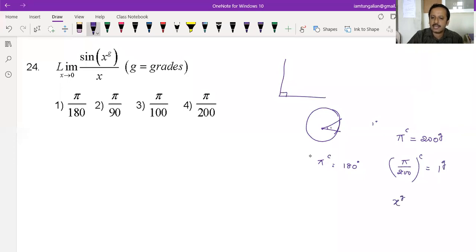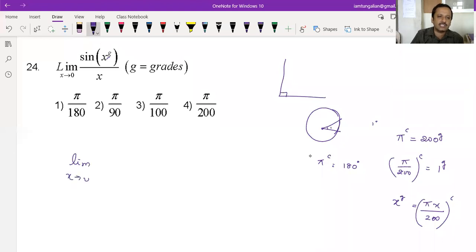So x grade can be written as pi x by 200 radians. Just like x degree, we write x degree as pi x by 180 radians. So x grades can be written as pi x by 200 radians. Why do we use that conversion here? Because one of them is in grades and the other one is in radians. So it is better to convert this grade to radians.